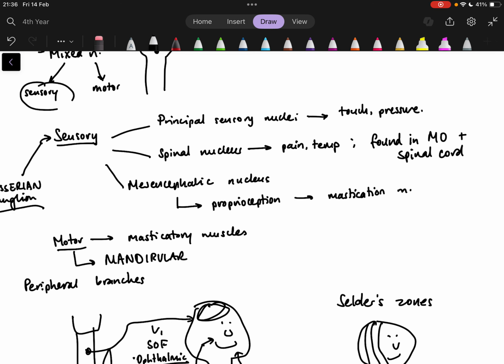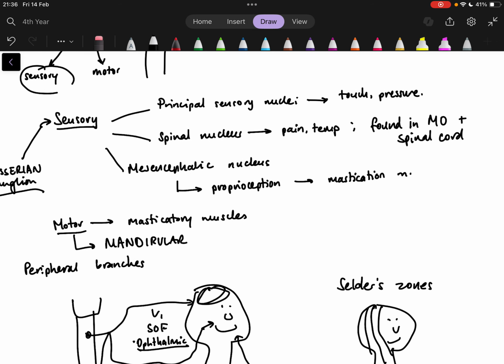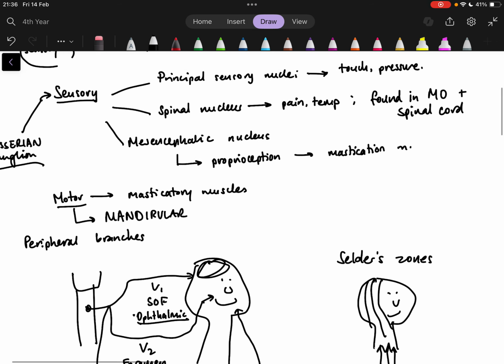And then we have the spinal tract or the spinal nucleus. So that controls pain and temperature sensation, and that's found a bit lower, where the medulla oblongata and the spinal cord is. And we also have the mesencephalic nucleus. So mesencephalon just means midbrain. So it's found in the midbrain, and it's responsible for the proprioception, so the spatial awareness of the muscles that are responsible for chewing. So when you chew, this nucleus gives that sensation of spatial awareness, knowing how to move your jaw in a particular coordinated fashion.